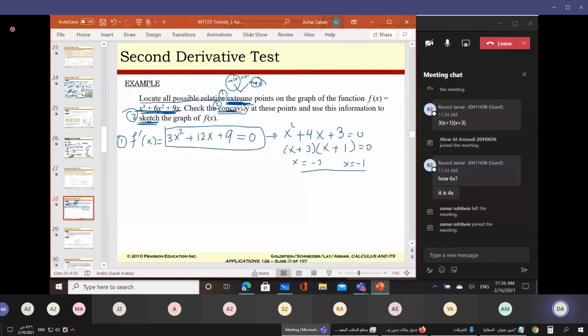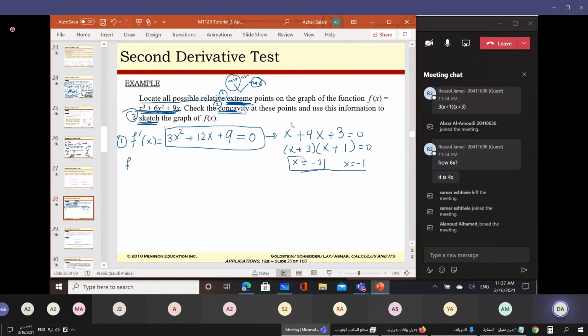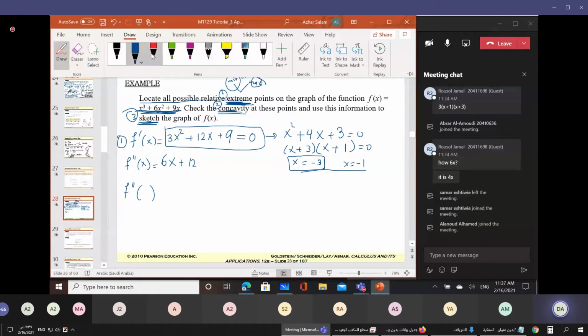For the relative extremum or local extreme points, I will use the second derivative test. So I will begin with x equals minus 3. I will first find the second derivative to substitute with these numbers. It will be 6x plus 12, right? I differentiate the first derivative for the second time. So f double dash at minus 3.